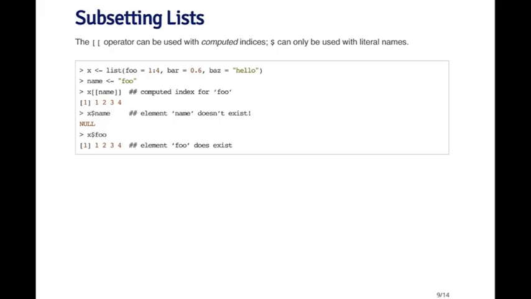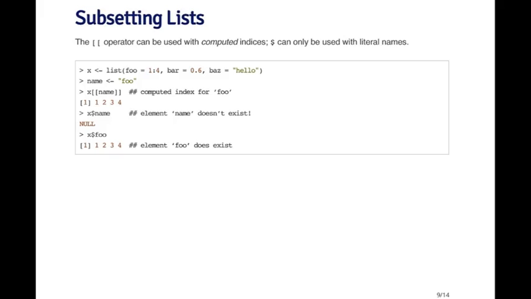The nice thing about the double bracket operator, which is different from the $, is that you can use the double bracket operator to index a list where the index itself was computed. So notice that when I used the $ before, I actually typed out the word bar. I had to type out the name of the object. But sometimes the name of the element is actually the result of some computation.